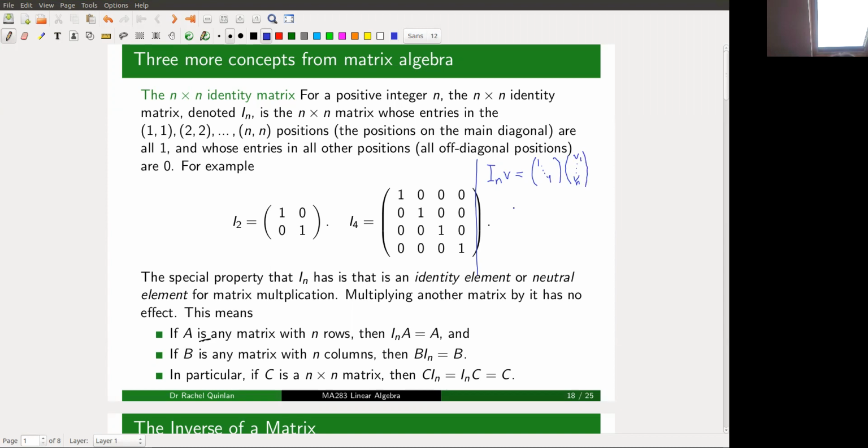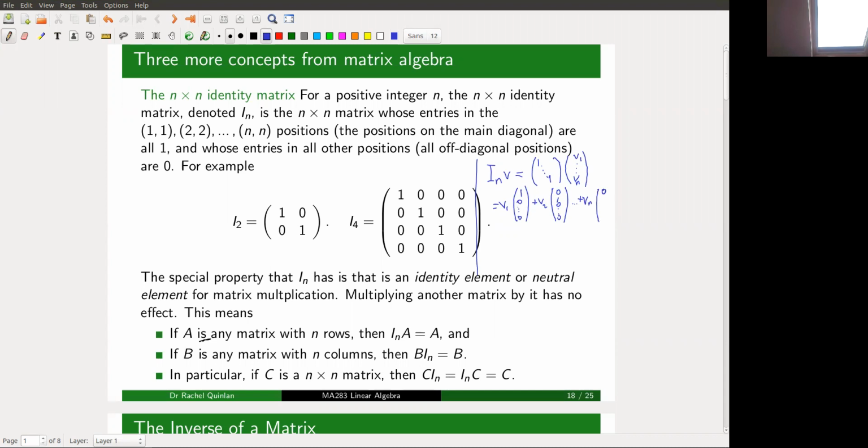And if we do that calculation, we get v1, the first entry of v, multiplied by the first column of I_n, which just has a 1 in the first position, 0s everywhere else, plus v2 multiplied by the second column of the identity matrix, and so on, down to vn multiplied by the last column of the identity matrix.